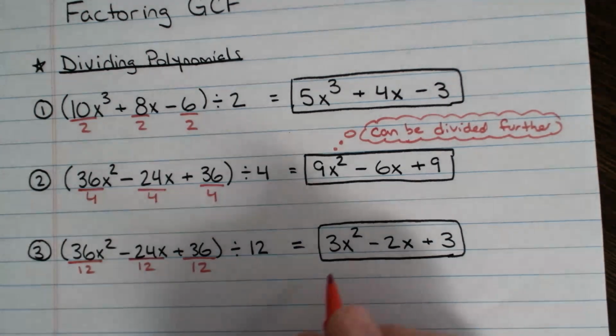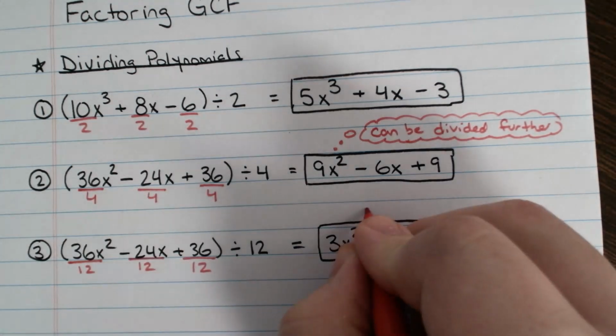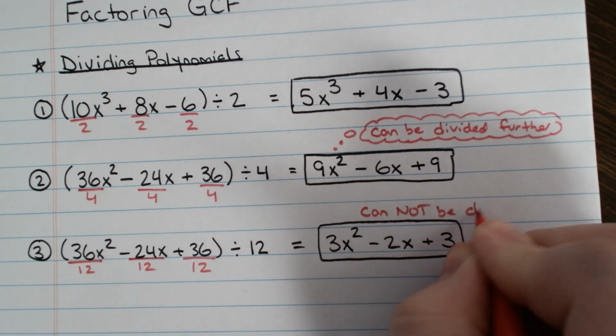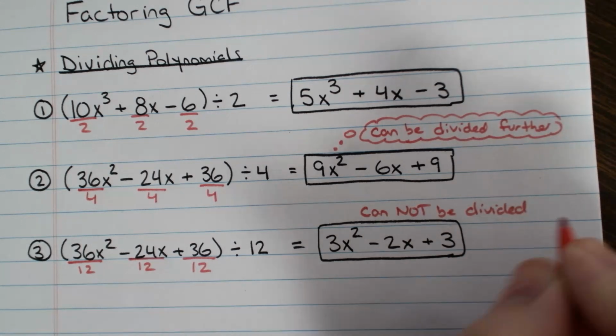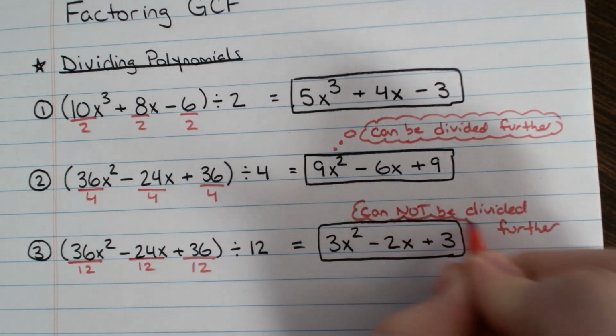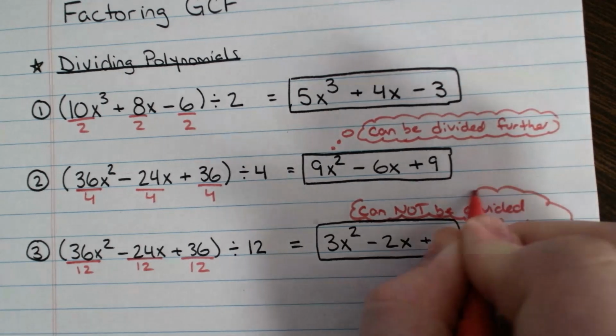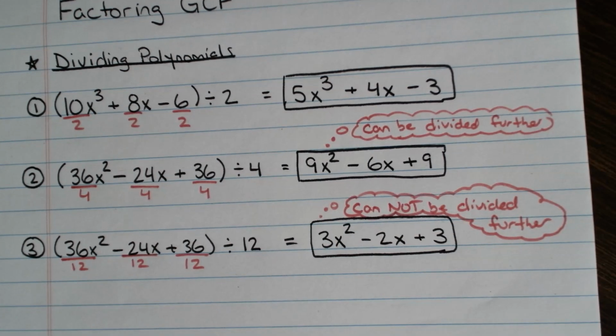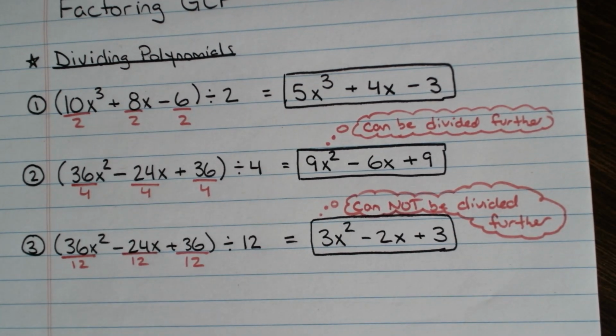This one, 3, negative 2, and 3 cannot be divided further. That's because 12 was the greatest common factor. If I tried to divide by anything bigger, I'm going to get some decimal answers or some fractions, which is like okay if you're dividing, but not okay for GCF.